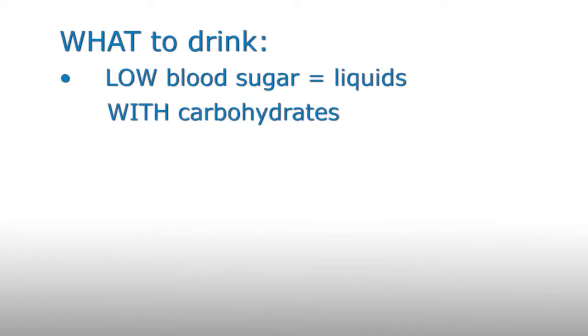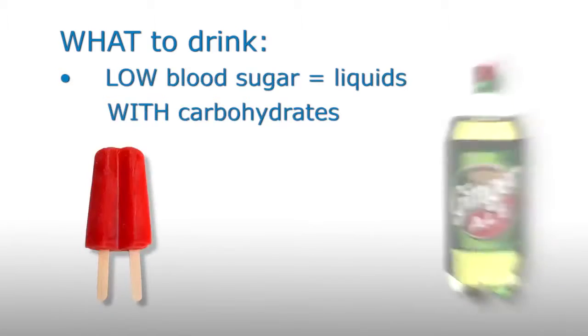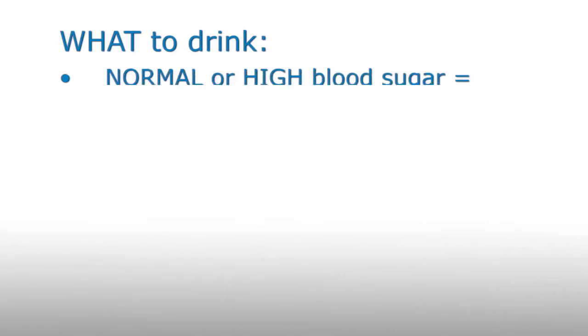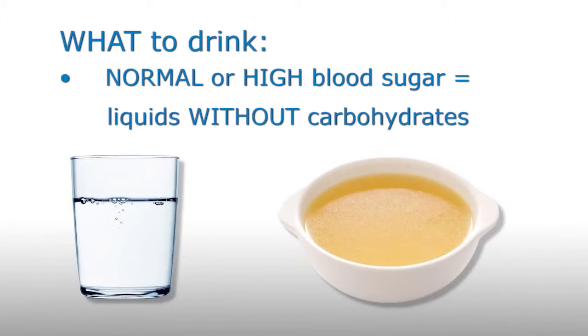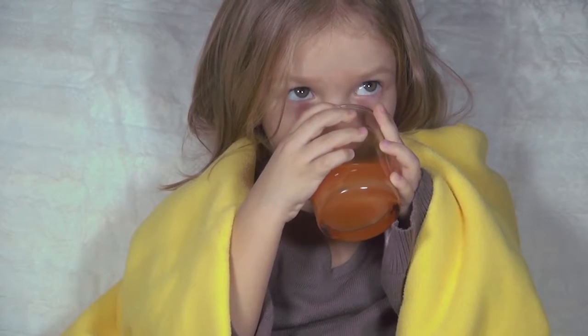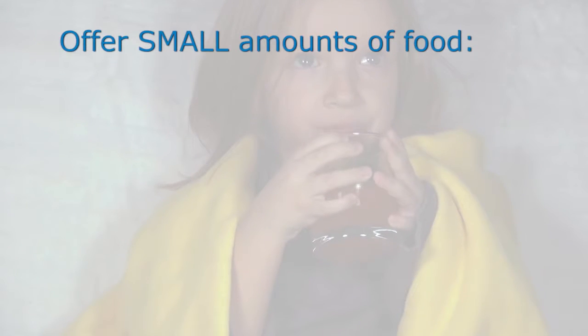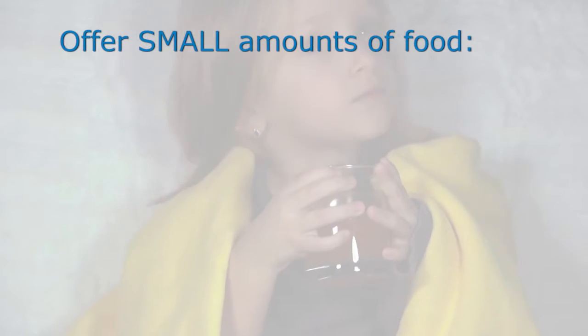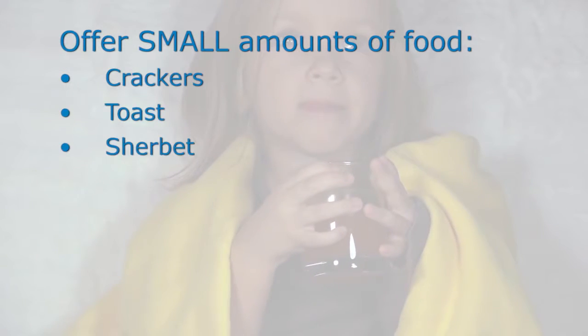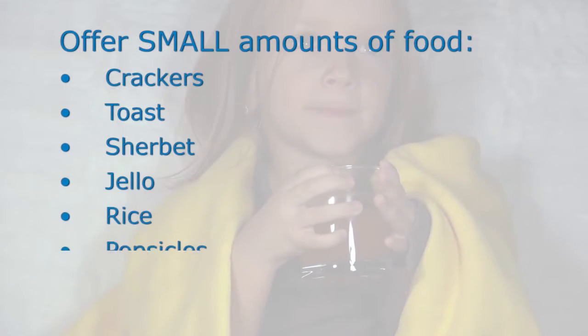What you give your child to drink will depend on their blood sugar level. If the blood sugar is dipping towards the lower end of their target range, they should be given liquids that contain carbohydrates. If the blood sugar is within or above the target range, they should be given fluids without carbohydrates. If your child is able to keep down liquids without vomiting, they should be slowly offered small amounts of food. Choose foods that are easy on the stomach, such as crackers, toast, sherbet, Jell-O, rice, and popsicles.